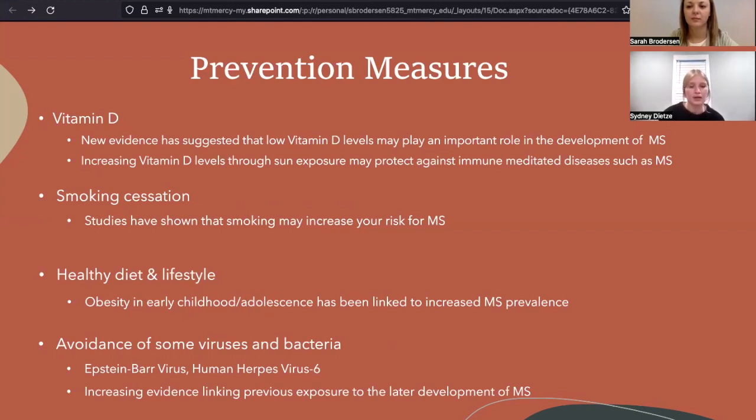And then smoking has been shown to increase MS incidence, so just not smoking. Having a healthy lifestyle and a healthy diet. Obesity in early childhood and adolescence has been linked to the development of MS later in life or more heavily associated with it. And then avoidance of some viruses and bacteria. There's increasing evidence linking previous exposure to like the Epstein-Barr virus and human herpes virus 6 to the later development of MS.